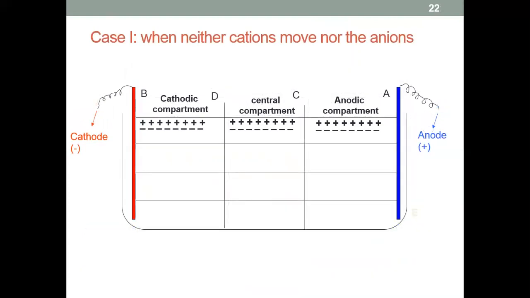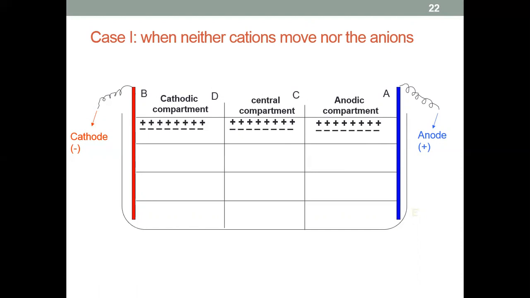Now let's consider a case where, on applying the electricity, neither the cation nor the anion moves, so they stay as such. This is the situation before applying the electrolysis. This is the cathodic compartment. You can see 8 pairs of the electrolyte in the cathodic compartment, 8 pairs in the central, and 8 pairs in the anodic. You can assume any number you want, but I have considered 8 pairs in each compartment.